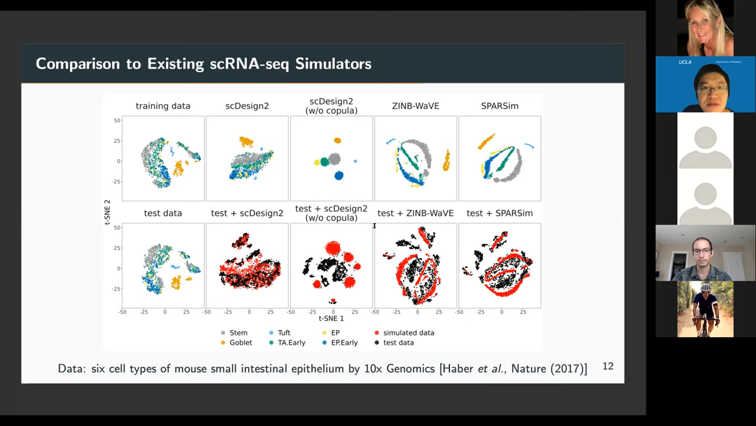How to measure similarity between 2D representations? So here we don't have a metric for the similarity. It is just by looking at this plot. Yeah.